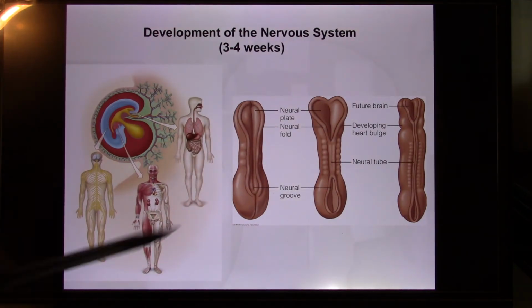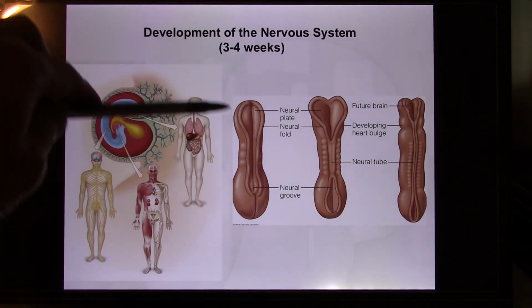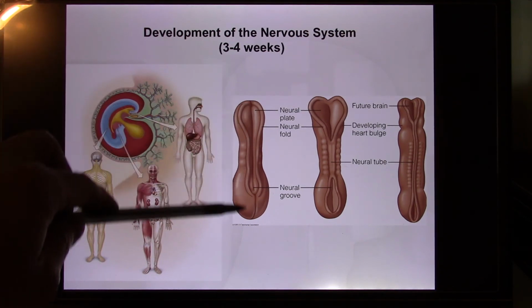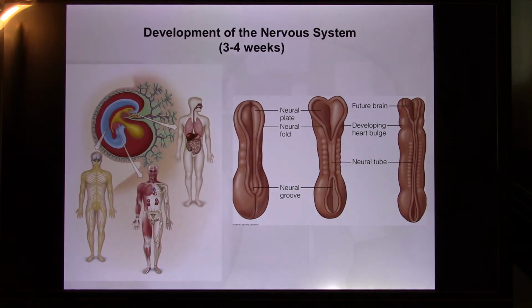In development, the nervous system is a big system. It starts to develop around week 3 to 4. It starts from the neural plate. So the embryo is going to develop into a plate, and this plate is going to grow longer and become a neural tube. This tube is going to grow into the whole nervous system.